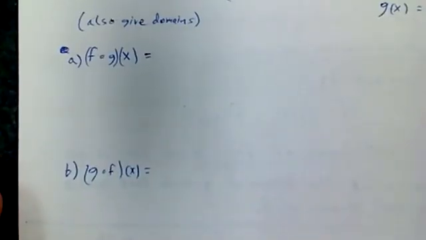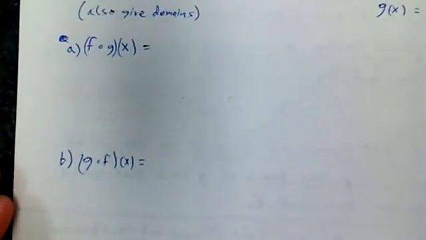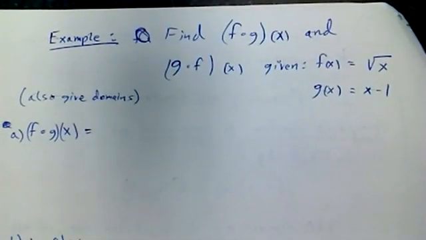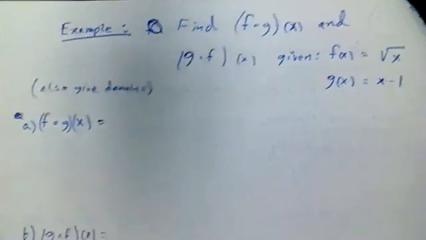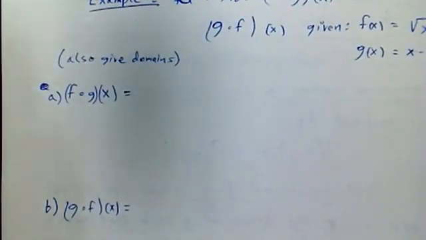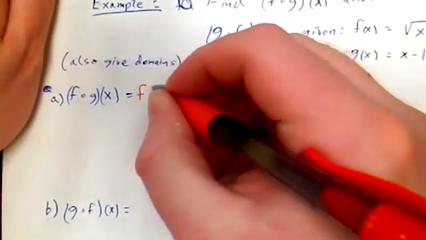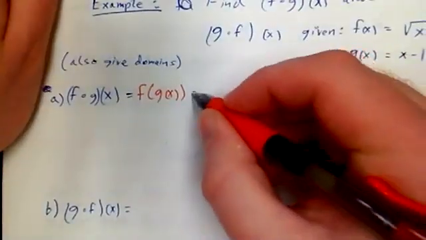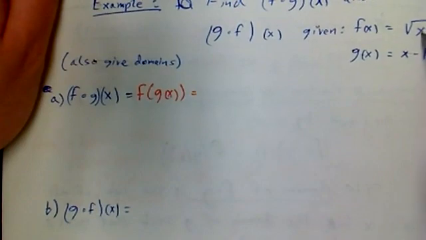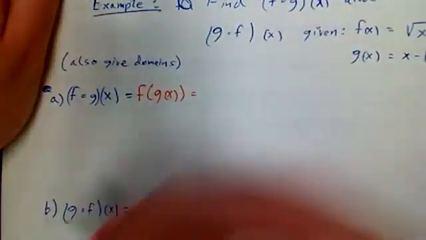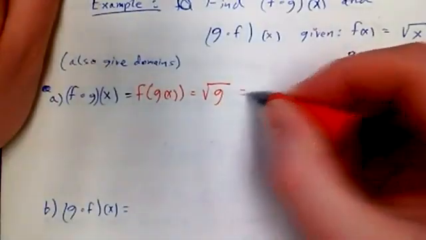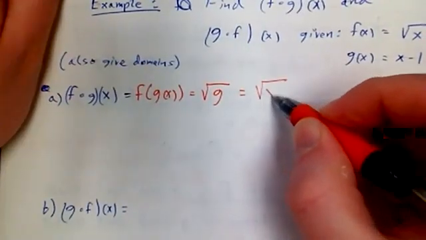Let's take a look at this one. It says, find f∘g of x and g∘f of x, given f of x equals square root of x and g of x equals x minus 1. So once again, f∘g of x is f of g of x. Okay. So I'm going to look at f, and wherever I see x, I'm going to put a g. Okay. So this is going to be the square root of g, which of course is the square root of x minus 1.